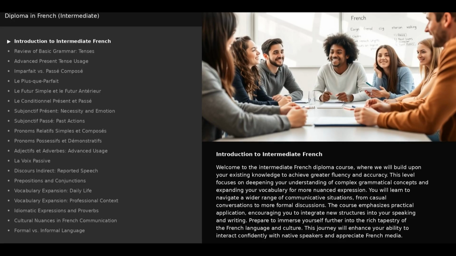The course emphasizes practical application, encouraging you to integrate new structures into your speaking and writing. Prepare to immerse yourself further into the rich tapestry of the French language and culture. This journey will enhance your ability to interact confidently with native speakers and appreciate French media.